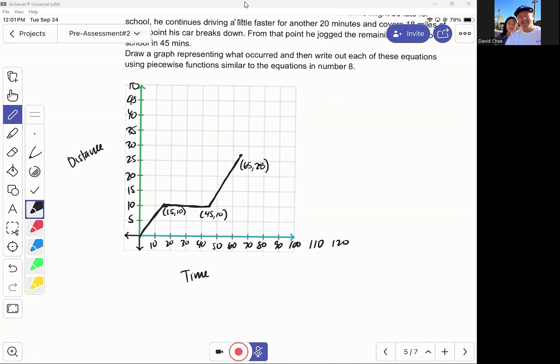And then what? He walks, right? For the next 3 miles, for the next 45 minutes. So at 110, we stop at 31. So 110 and 31. Any questions on that? Are we good?